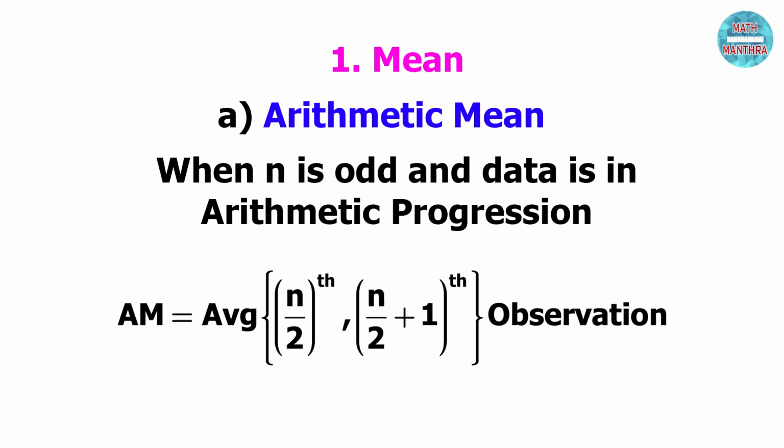Similarly, when n is even, there will be 2 middlemost observations, the n by 2 th observation and the (n by 2 plus 1) th observation. We need to get the average of those 2 values to end up with the arithmetic mean of such data. So this is how we find the average, which is the arithmetic mean, of given data.